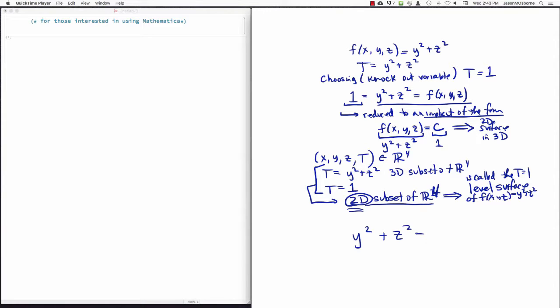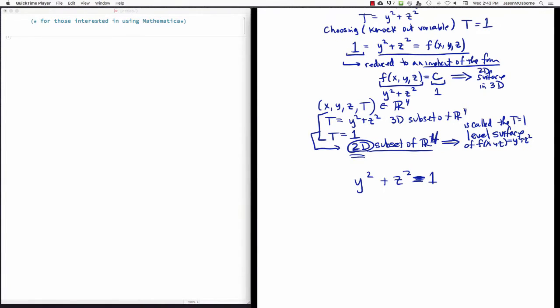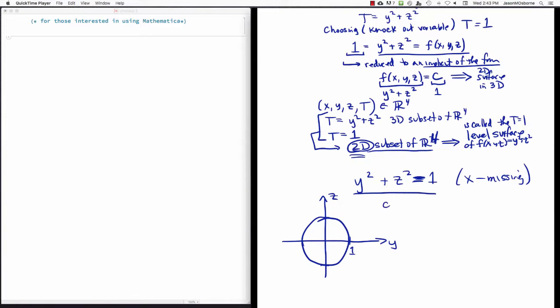Y squared plus z squared is equal to 1. Seeing only two variables present there, which means that in the yz plane, we are getting a circle of radius 1. Okay? And because notice that the x was missing, what that means is that we get a circle of radius 1 for each value of x that you pick.